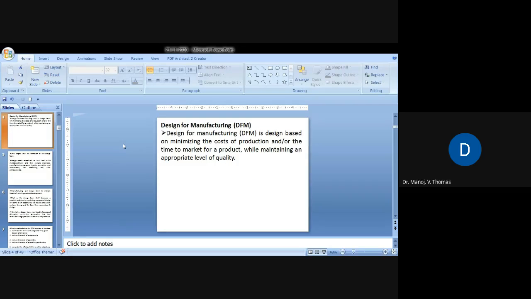Now, one issue is design for manufacturing. Design for manufacturing, DFM, is designed based on minimizing the cost of production and the time to market for a product. We should minimize the cost of production. When we design, that design should be in such a way that the cost of production is minimized and the time to market is minimized. It should take less time to manufacture it while maintaining an appropriate level of quality, and we should not compromise on the quality. In that case, the product will not be successful. Maintaining the quality, we should reduce the cost, and also time to market should be reduced. That is the focus of design for manufacturing.